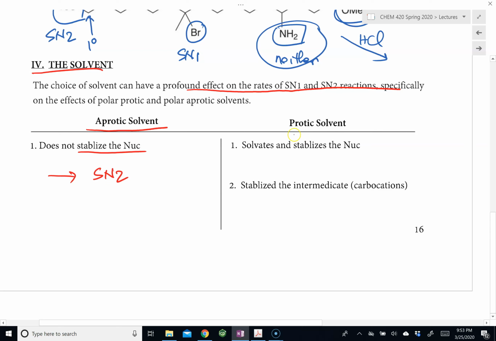And if we were to have the polar protic solvent, we have seen already that the polar protic solvent can solvate and stabilize the nucleophile. And because it can stabilize the nucleophile, it reduces the reactivity of the nucleophile. So therefore, it will then disfavor SN2 reaction. Because in SN2 reaction, the rate is dependent on the concentration or the reactivity of the nucleophile. And in this case, this reduces the reactivity of the nucleophile, thus disfavor SN2.